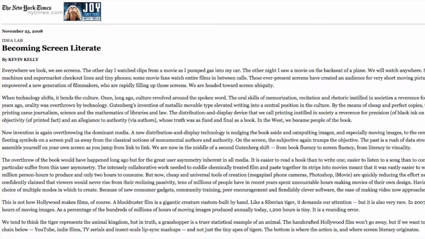Kevin Kelly shares this idea in a theory he calls becoming screen literate. Part of Kelly's theory is that in an abundance of screens and technology, we must be able to navigate through the distractions to get to the goals we seek. In other words, we must use technology for our own edification and benefit without being distracted by nonsense.